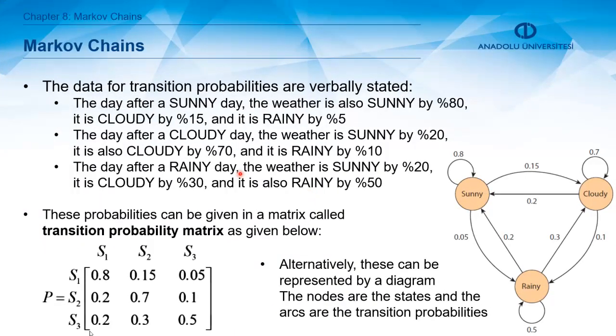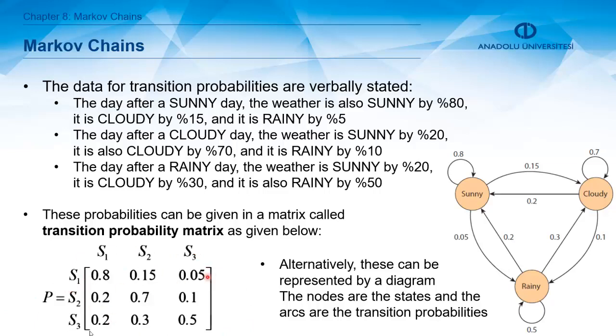The data for our example, that is the transition probabilities, are verbally stated and written in here. This chunk of words is not easy to understand, so there is a convenient way to express the probabilities of the transitions. These probabilities can be given in a matrix called the transition probability matrix, and it is given here at the bottom.